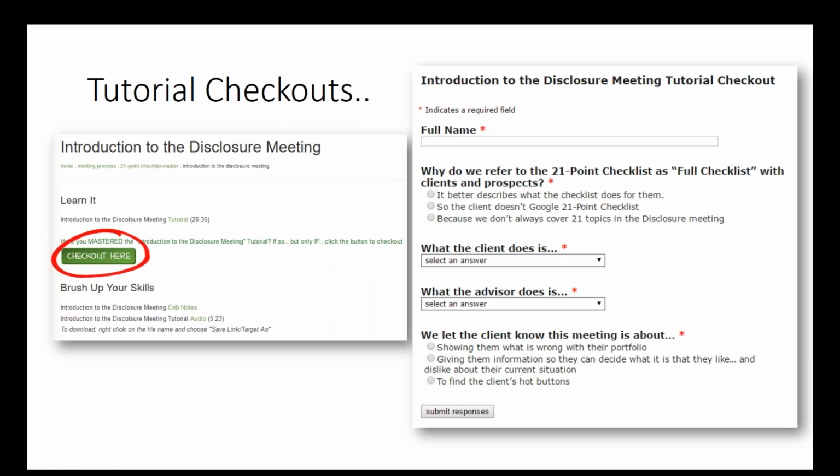For those of you going through the tutorials, we've added checkouts now. So there's just like a little 3 or 4 page, no, it's 3 or 4 questions per checkout that you can check out to kind of let you know that, hey, I got the gist of what we're trying to do here.